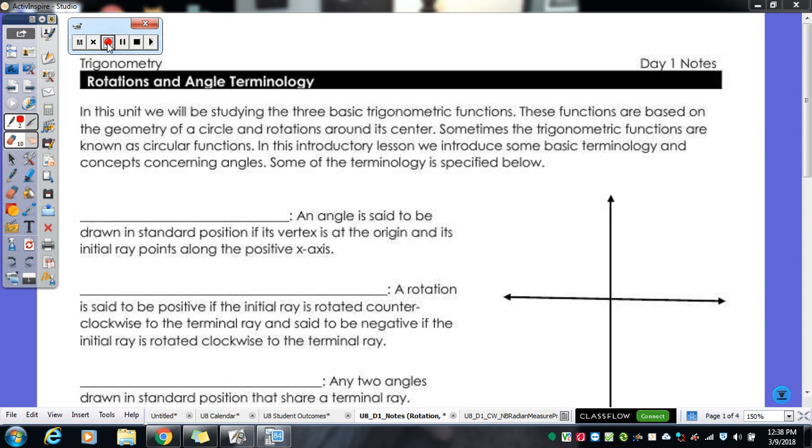Sine, cosine, and tangent. So are we working with triangles?